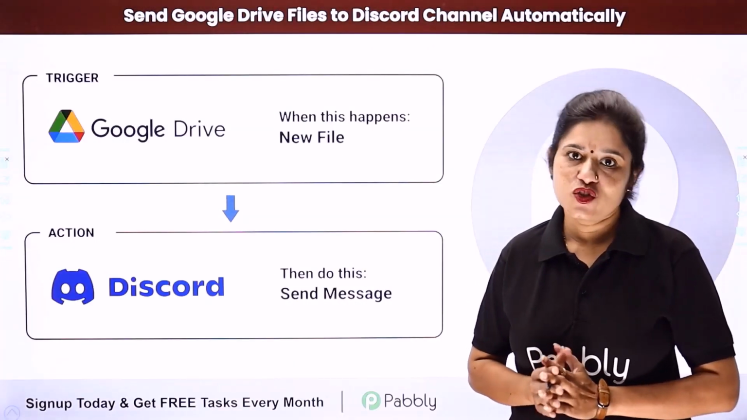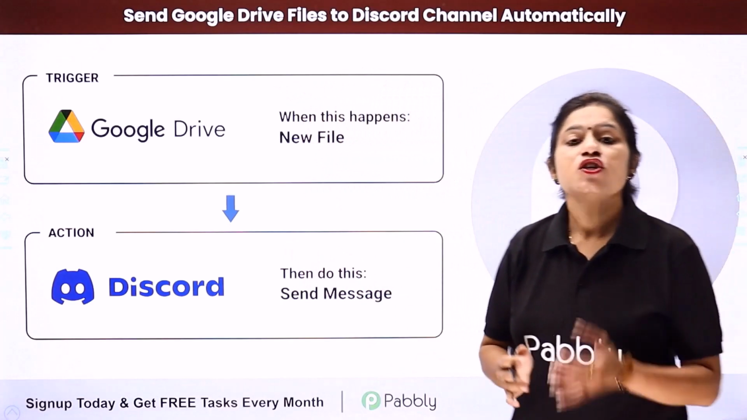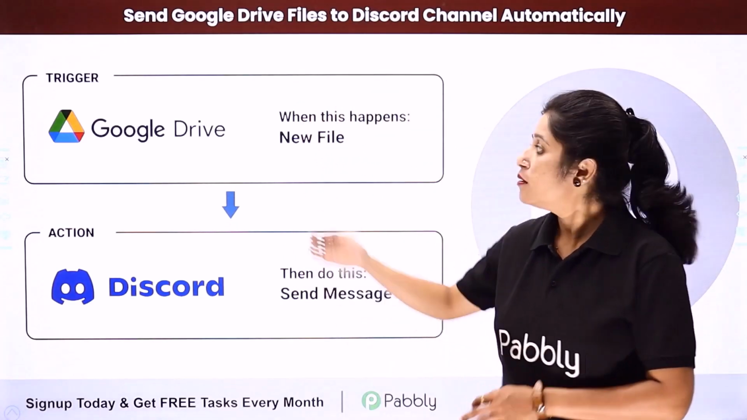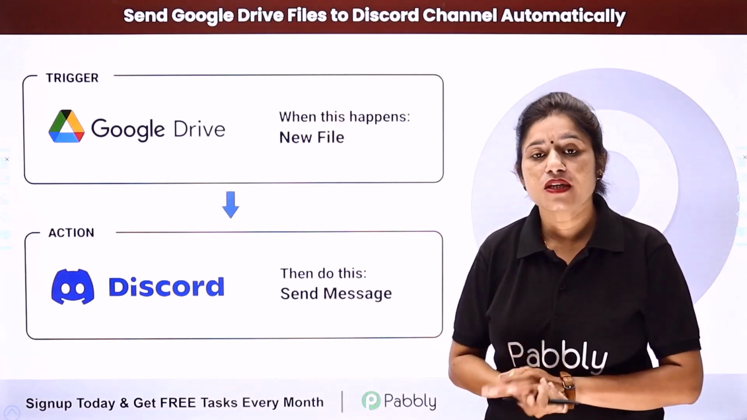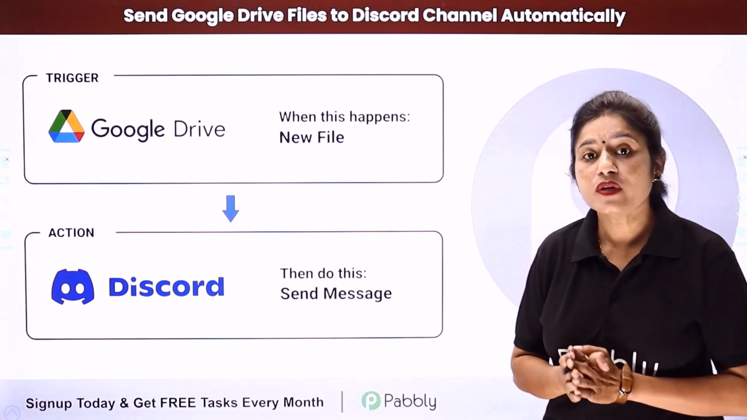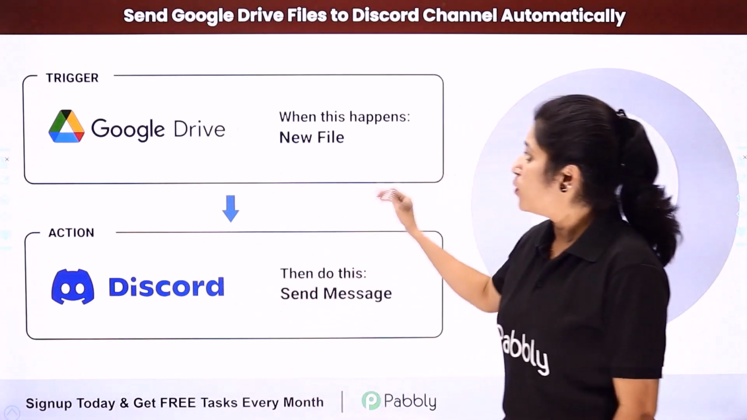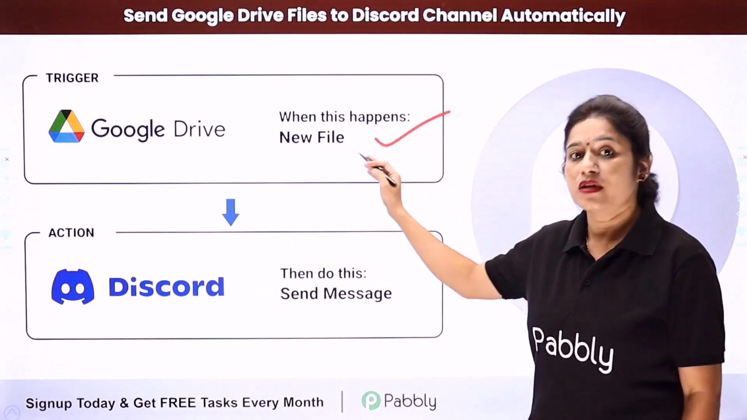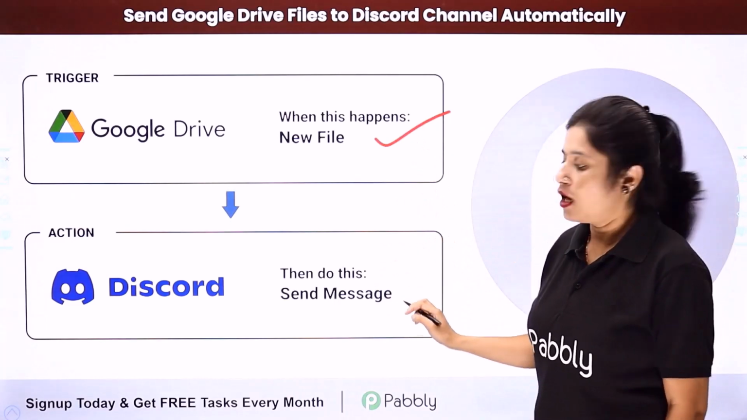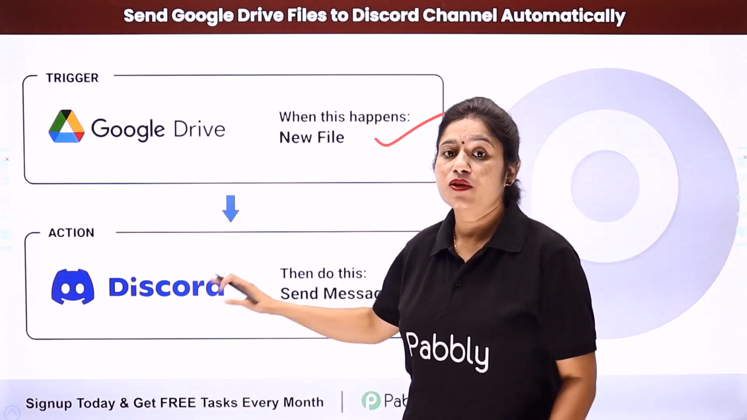In this video, we are going to learn how you can send Google Drive files to Discord channel automatically. So let's take an example: you are uploading some business related documents on your Google Drive. Now you want to share the same documents with your team on Discord channel also. For that, you need to create a connection between Google Drive and Discord so that whenever you upload a new document or a new file in your Google Drive, automatically the same file is shared with your team on Discord channel along with a message. So how can you integrate Google Drive with Discord channel using Pabbly Connect?